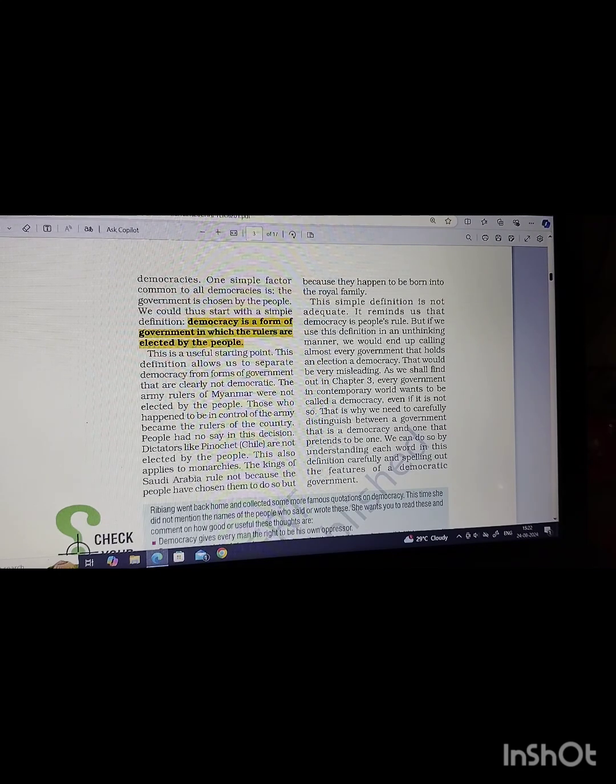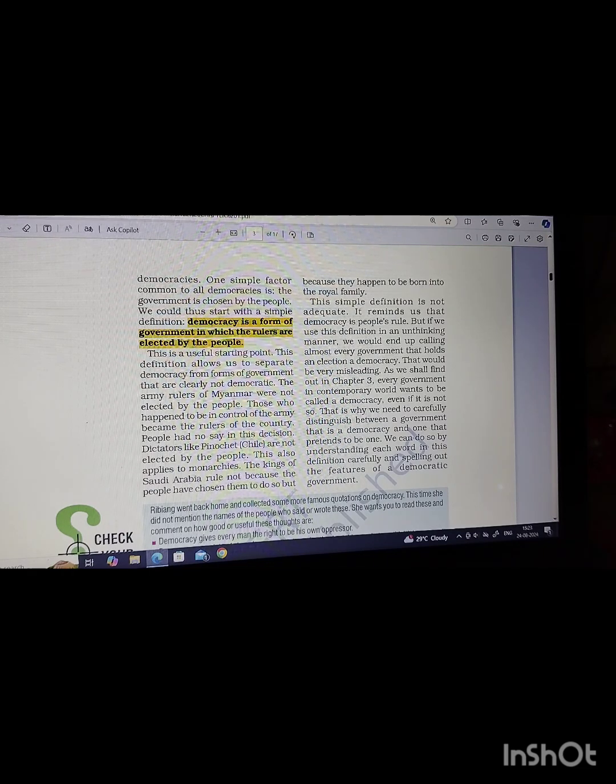The army rulers of Myanmar were actually not elected by people. Those who happened to be in control of the army became the rulers of the country, and people had no say in this decision, because it is an autocratic kind of government. The army is controlling the situation, and those who are in favor of the army get the chance of becoming rulers, and those rulers do not respect the opinions of people. If the opinions of people are not valued or respected, then there is no point of democracy.